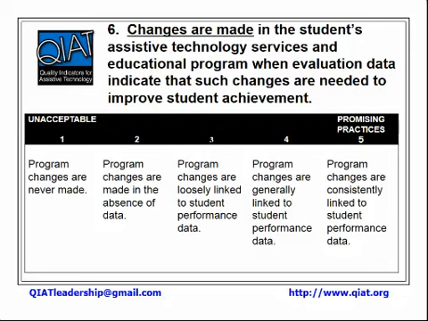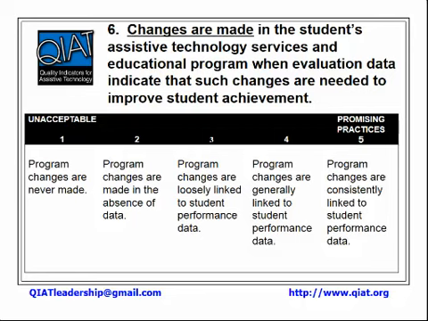The third rating is that program changes are loosely linked to student performance and data. Well, he's not typing as well as we thought because it shows he's not improving how many words a minute. However, we're thinking maybe we need to put him in a different chair or we need to give him a different topic. It's not analyzing the data to see what those barriers might be.